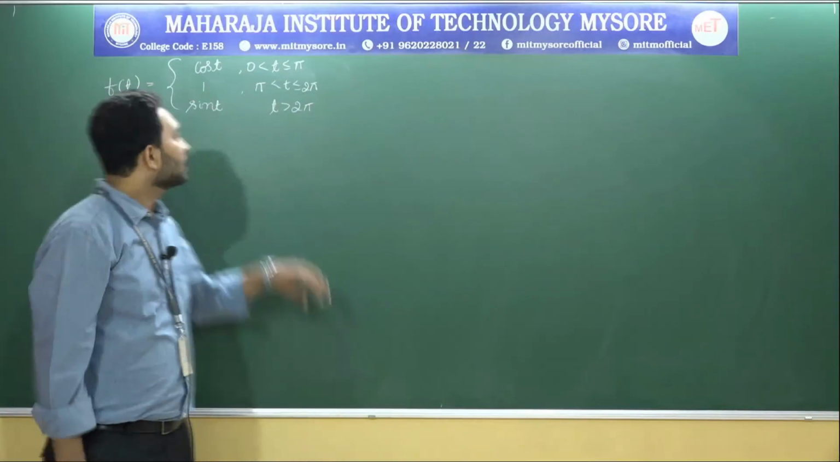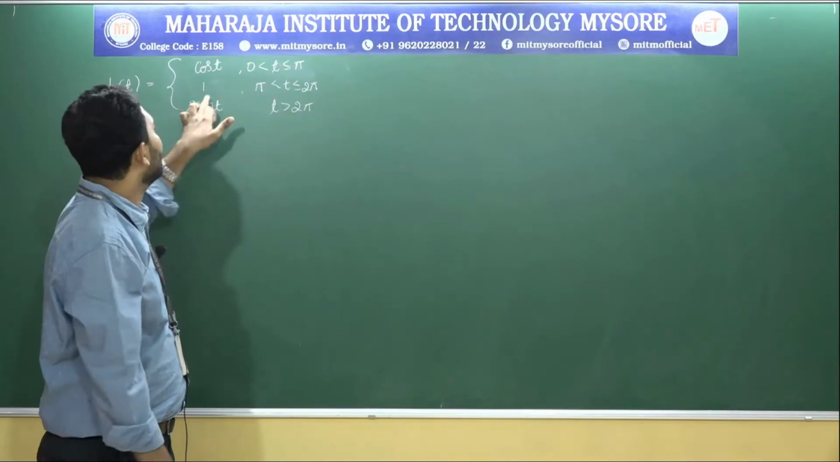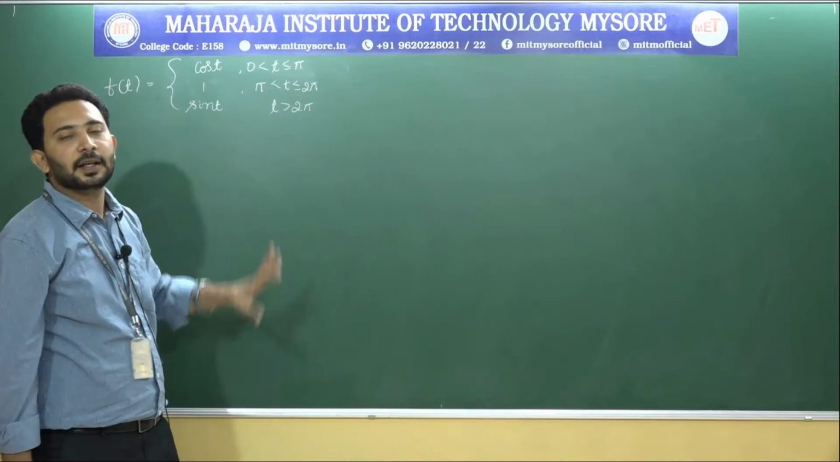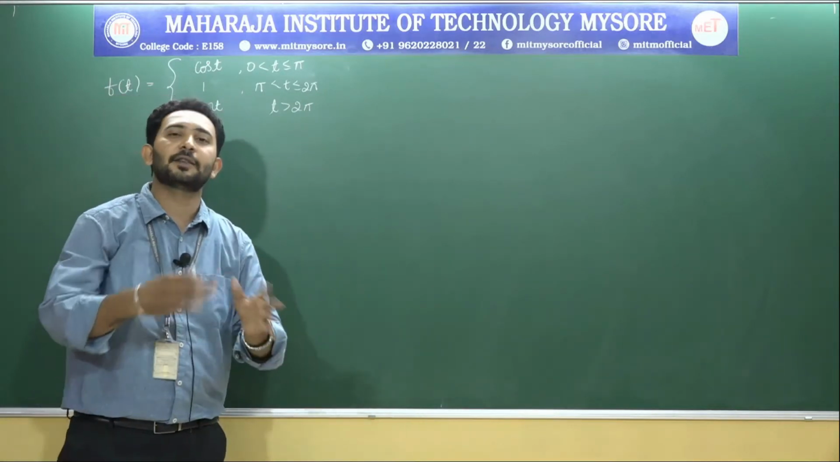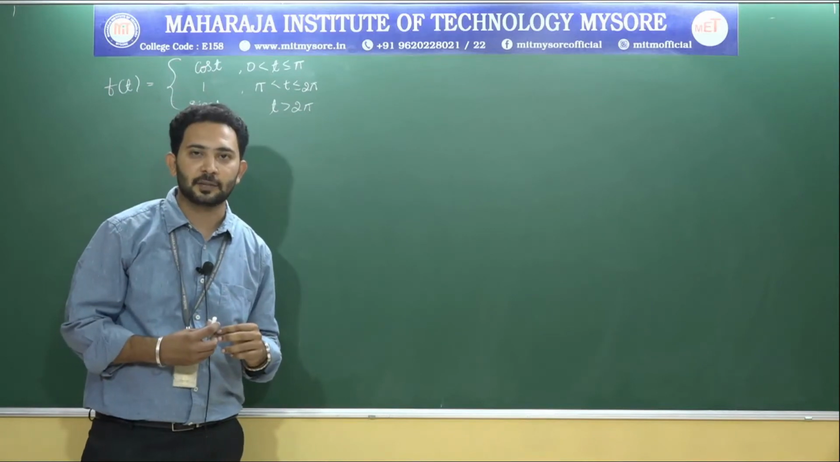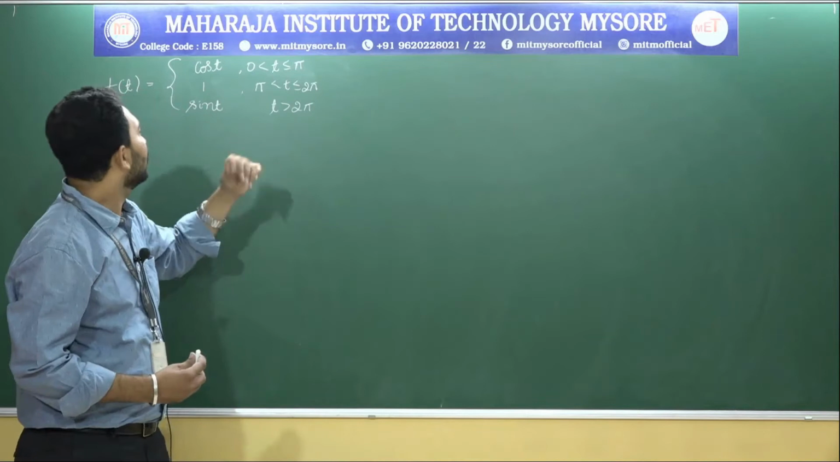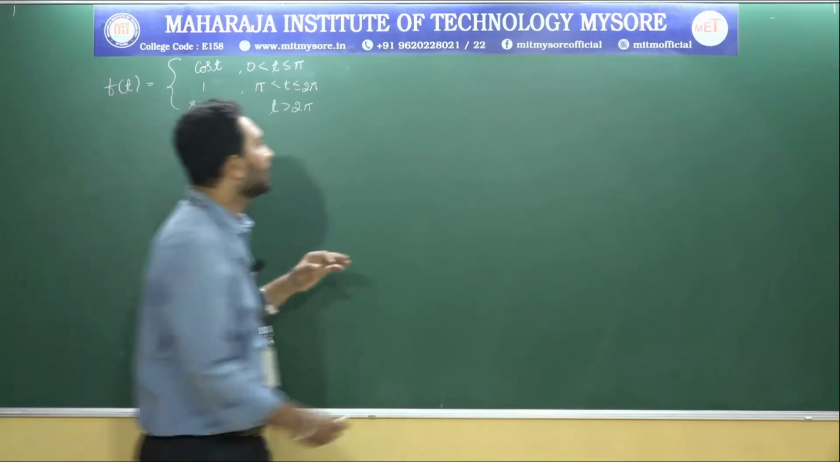Next problem. If f of t equals cos t for 0 to pi, 1 for pi to 2 pi, and sin t for t greater than 2 pi, express this function in terms of Heaviside function and hence find its Laplace transformation. To express this function f of t in terms of unit step function, we already know about this.